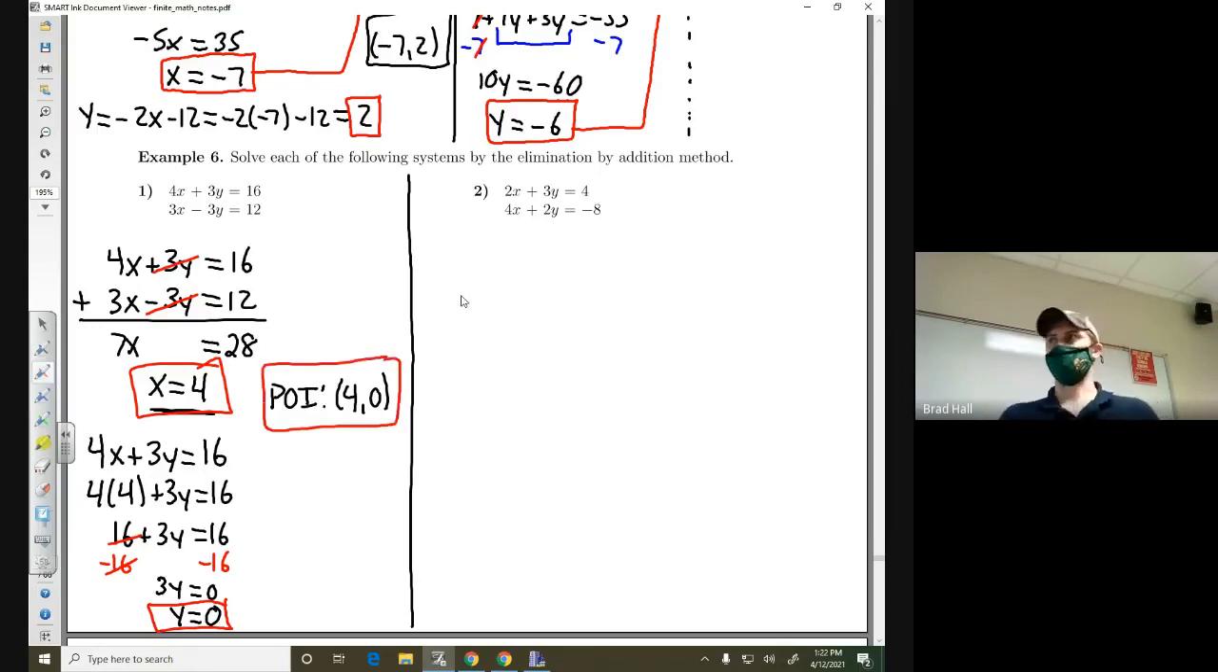So I personally like that method the most. And I'll explain it again in the next problem. Does anyone have any questions so far?